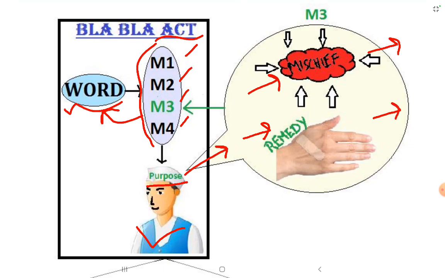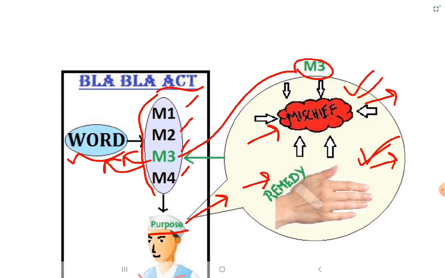Any meaning which suppresses the mischief and advances remedy for it will be used for that word. Suppose here meaning 3 suppresses the mischief, it ends any evil or removes any defect and provides solution for it, that is it advances the remedy. Then meaning 3 will be used for that word according to mischief rule.